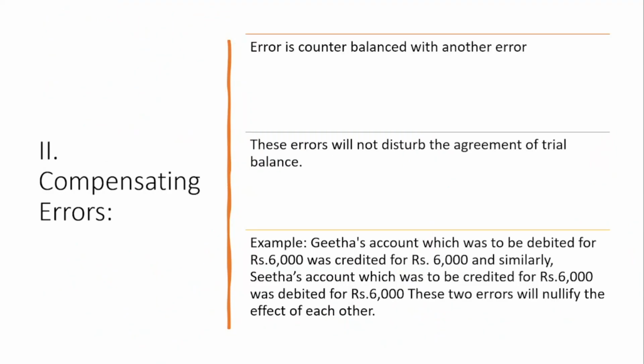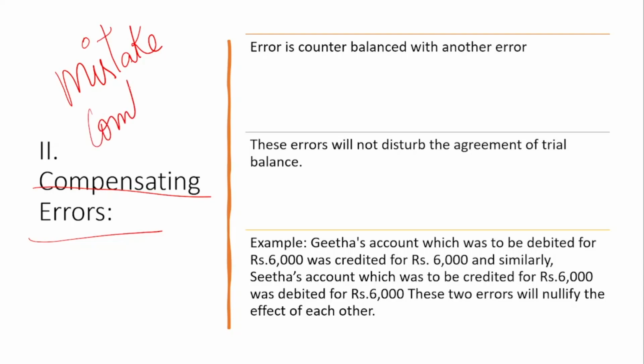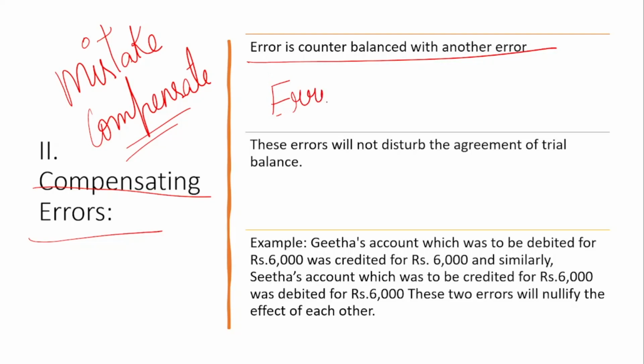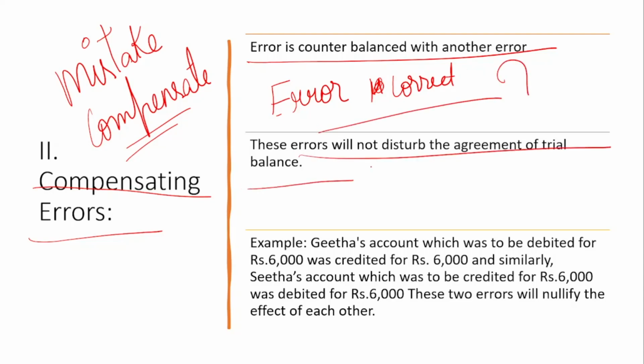Now next, compensating error. What is compensation? It means you have made a mistake and you compensate. That is compensating. But in this case of accounting, an error is countered with another error. Meaning in order to match or correct one error, you are making one more error. These errors will not disturb the agreement of trial balance.